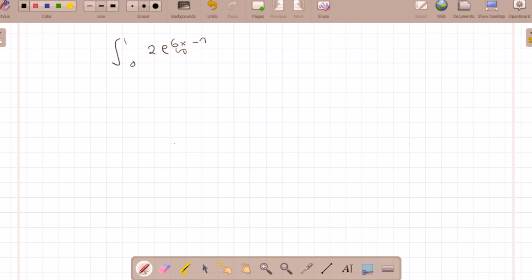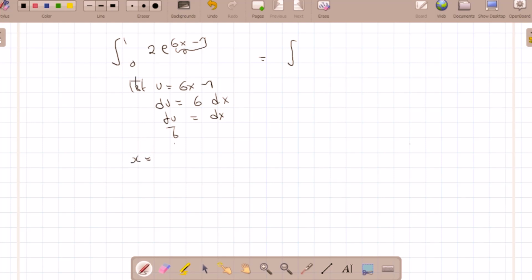So you see that we need now to replace this, the 6x minus 1. So we'll let u be equal to 6x minus 1. So du is equal to 6 dx. And this means that du over 6 is equal to dx. So that is simple.